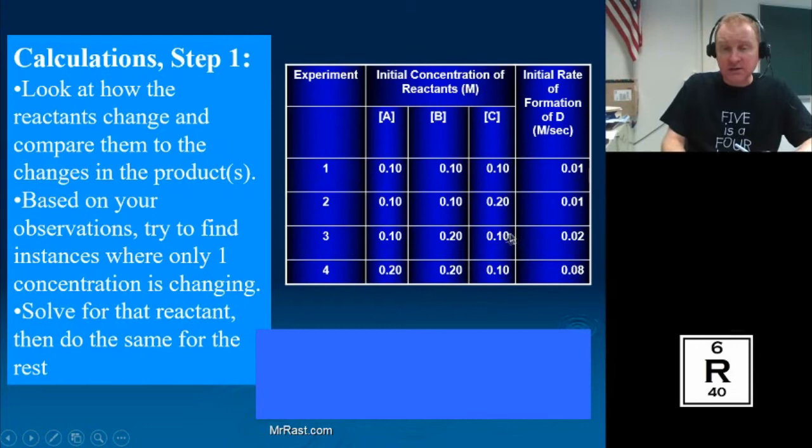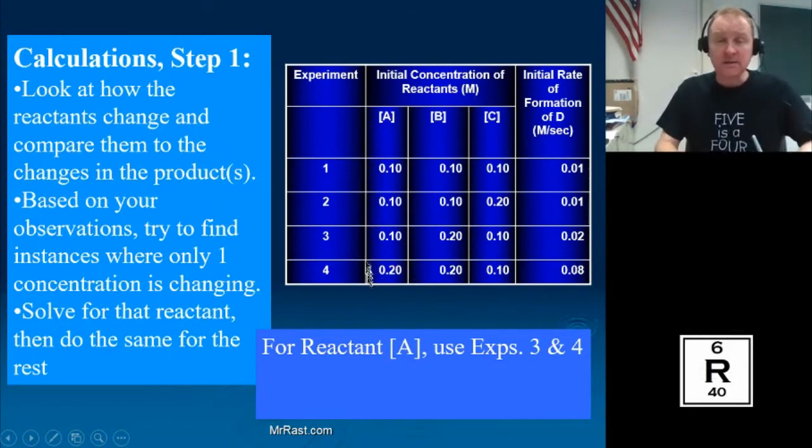So B's concentration is the same, C's concentration is the same, but we doubled the concentration of A here. So the change in the rate of reaction between 3 and 4 is completely to do with A, because the other variables were controlled. So for reactant A, we would choose experiments 3 and 4 to analyze the effect of A on the rate of the reaction.